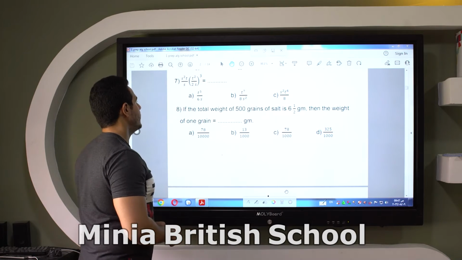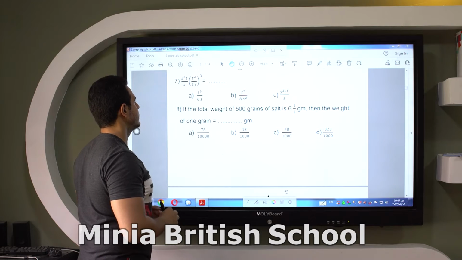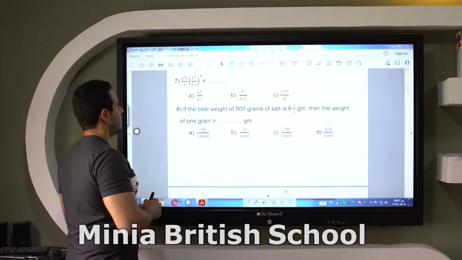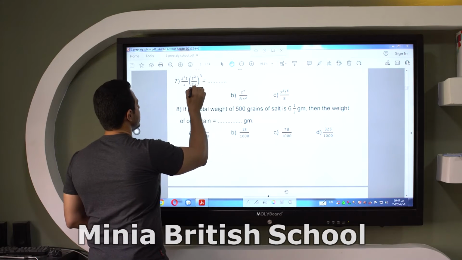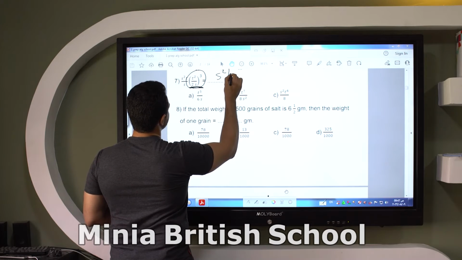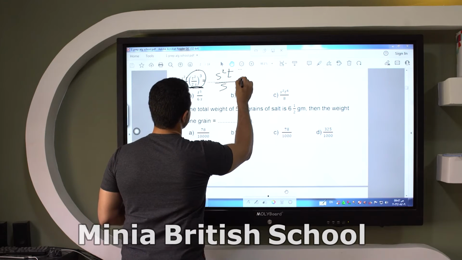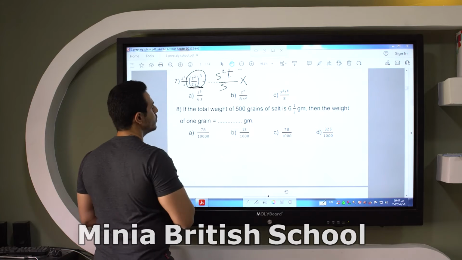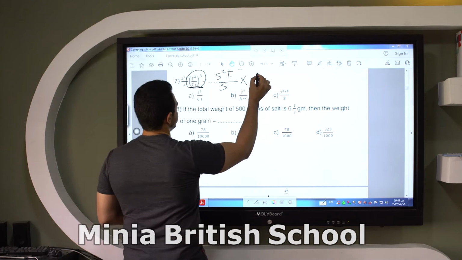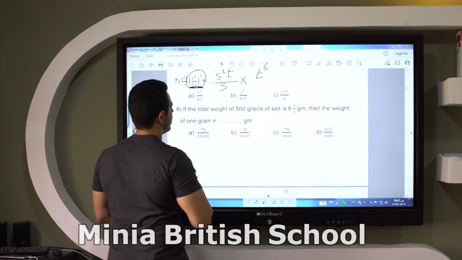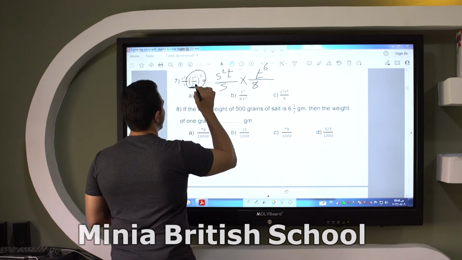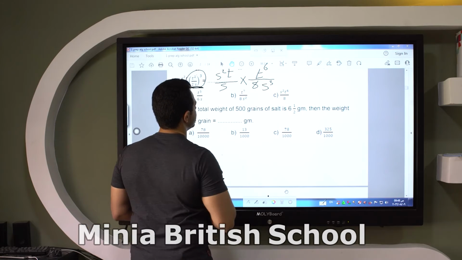Number 7, s power 2 t over s times t power 2 over 2s, all power 3. Okay, at first, let's solve this bracket. s power 2 t over s times t power 2, power 3. We have a power raised to another power, so it will be t power 6. Now 2 power 3 equals 8 and s power 3.